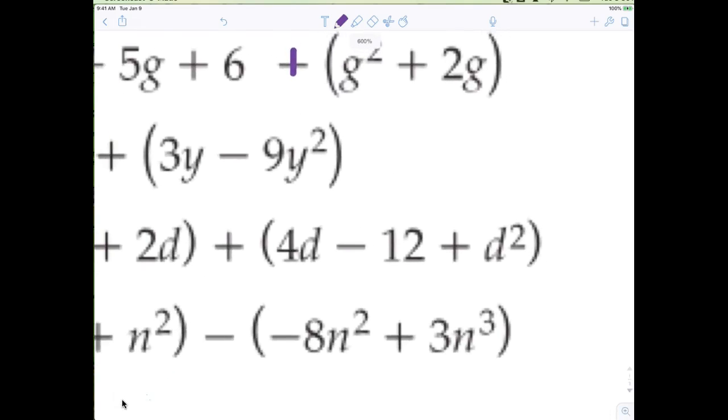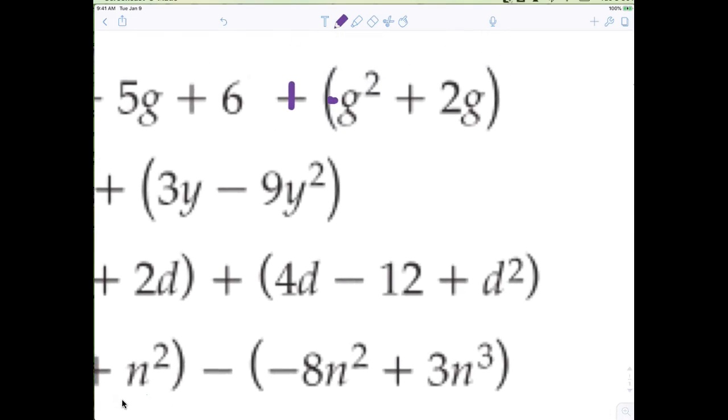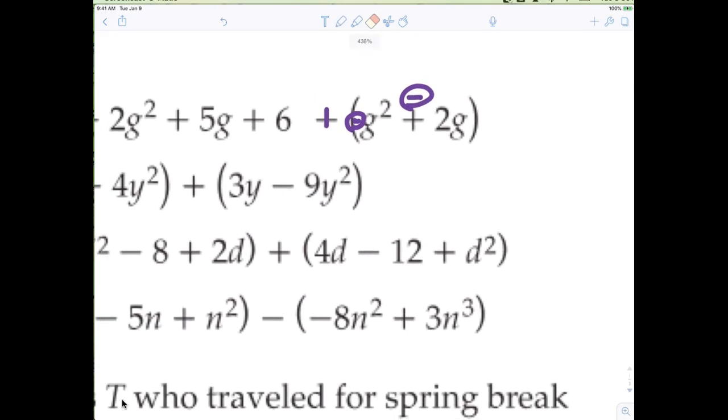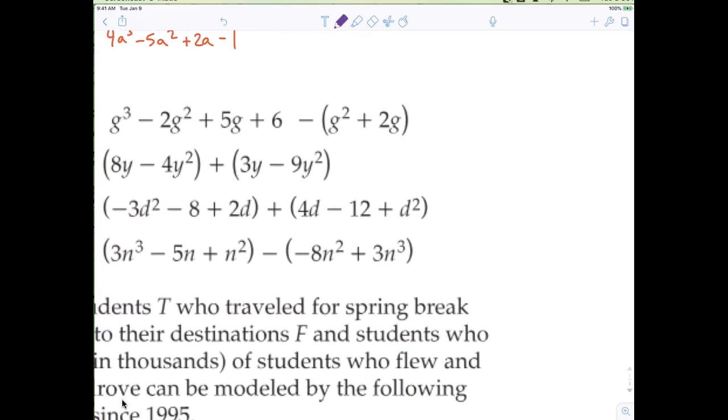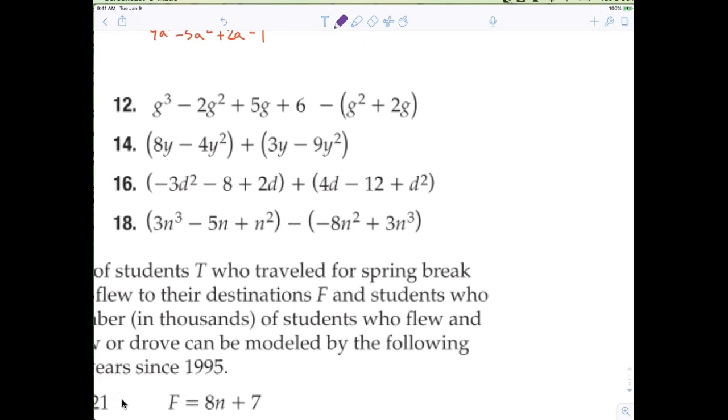So this g squared becomes what? Negative g squared, and this positive becomes a what? A negative. Now, because you're doing it on paper, here's what I would want you to do. Because you're writing it on paper, I'm not really expecting you to write the original problem. I would want you to write the original g cubed minus 2g squared plus 5g plus 6.